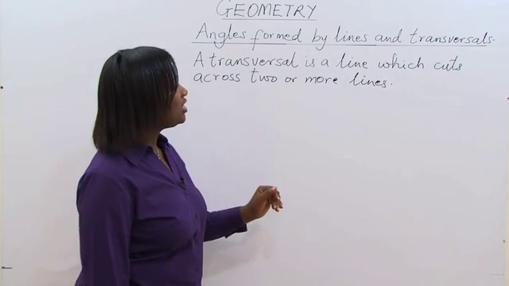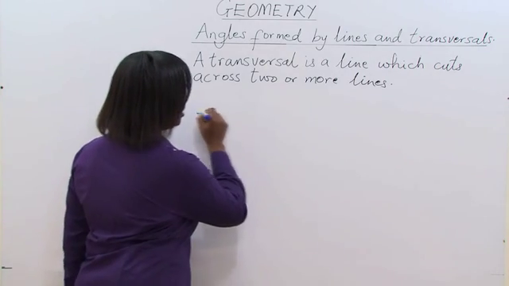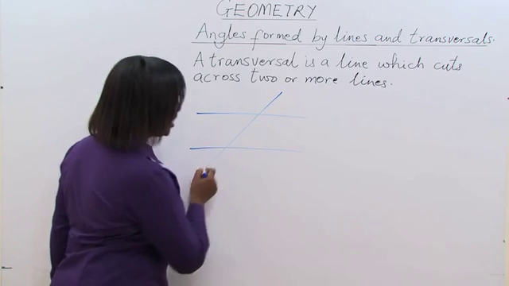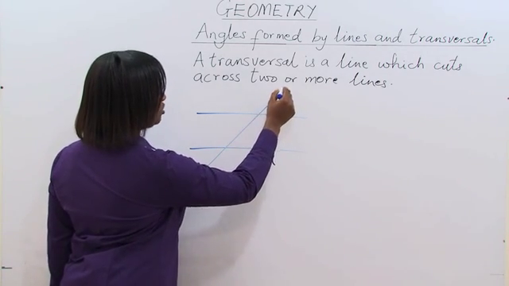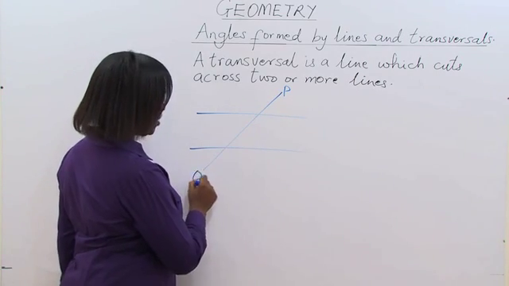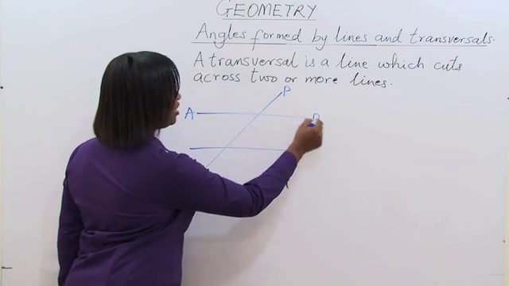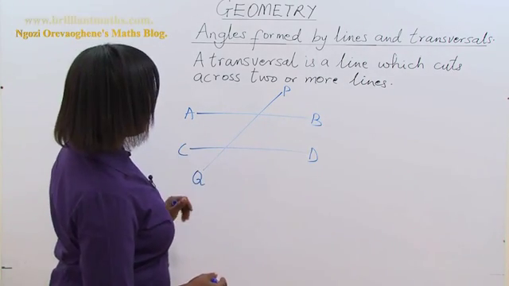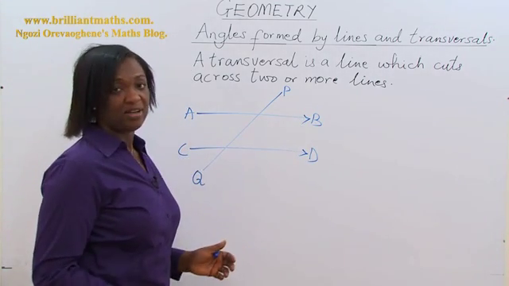Angles formed by lines and transversals. A transversal is a line which cuts across two or more lines. This is what we mean. We have two lines, and the line that cuts across them is called a transversal. So this particular line, let's call it line PQ, transverses line AB and line CD. In this case, line AB and line CD are parallel lines.